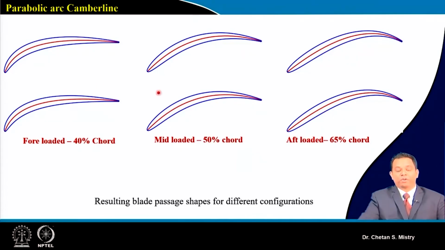Here, if you look at this passage area and this passage area, they are different, and here this passage area is totally different. So we need to do a systematic study, we need to use the computational tool for help, and accordingly we need to modify the shape of our aerofoil, we need to modify our camber line.